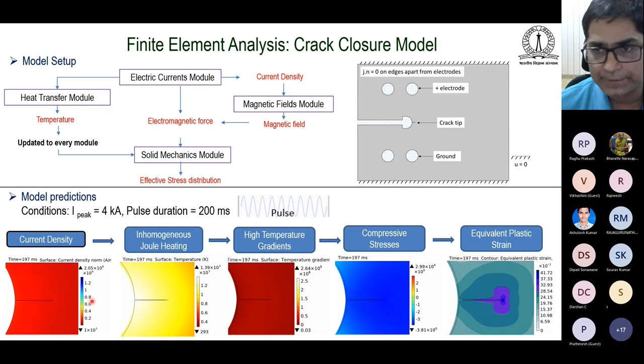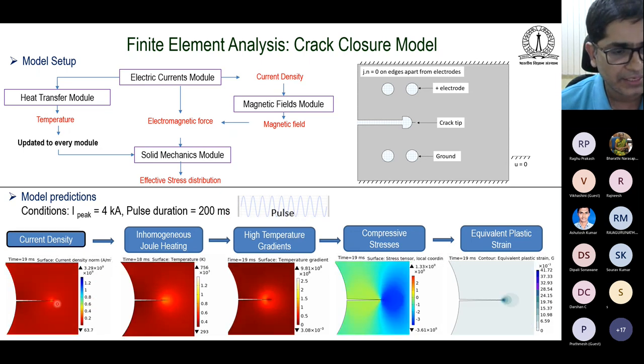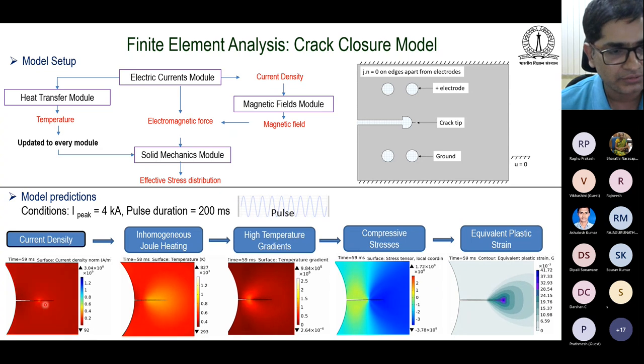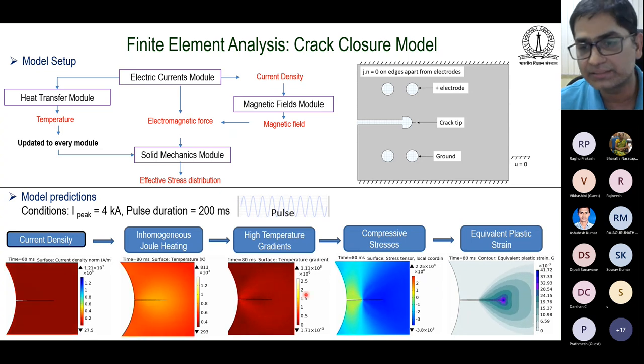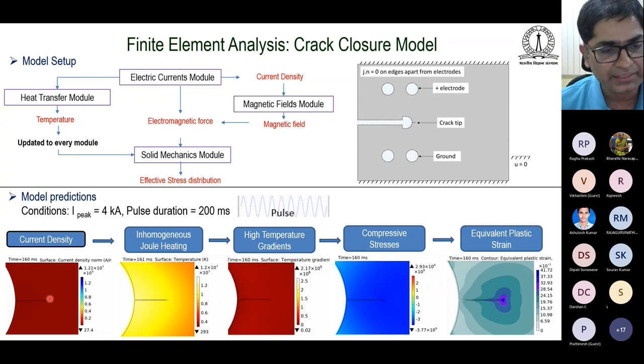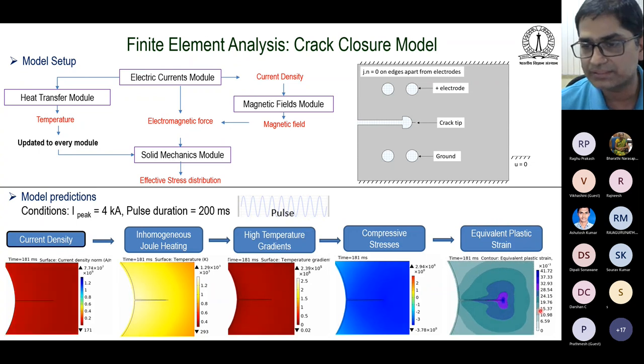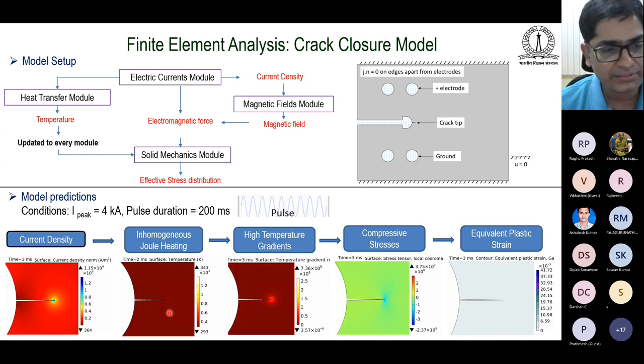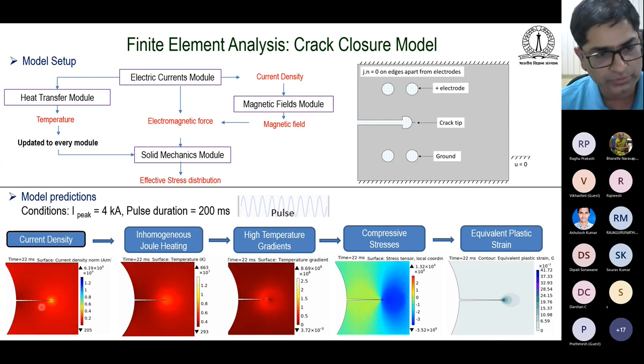What you see here is that everything is moving to the left, right? The current density, the tip of the current density, the compressive stresses are all moving to the left, because once we pass this pulse, the crack faces are getting closed. So that's the plastic strain that we can see here. The plastic strain is leading to the closure of the crack.